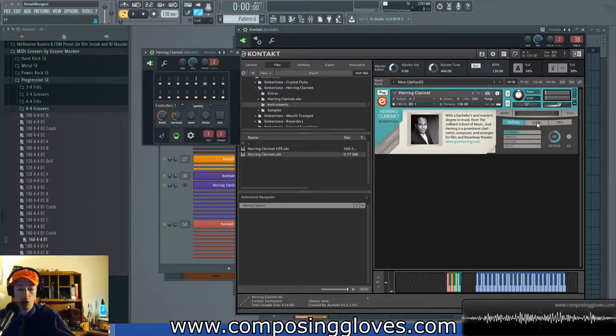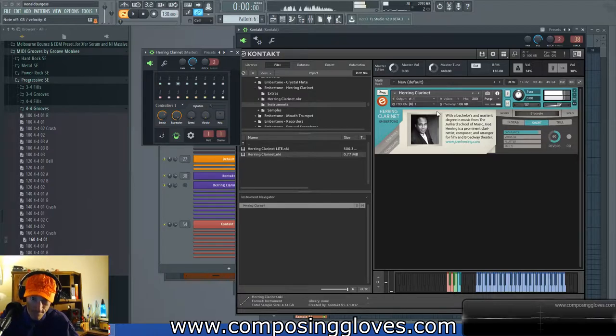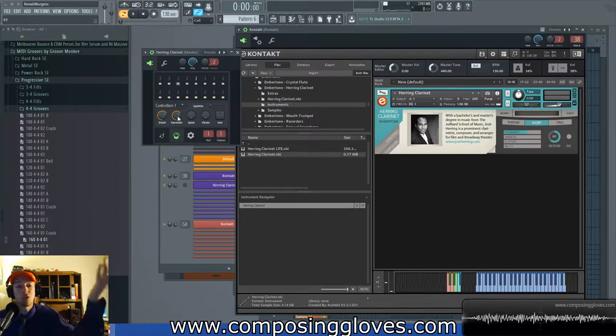And let's go ahead and go to the shorts for this. So I'm gonna play some staccato sounds. As you can see, quite musical, quite expressive, a huge, tremendous range.